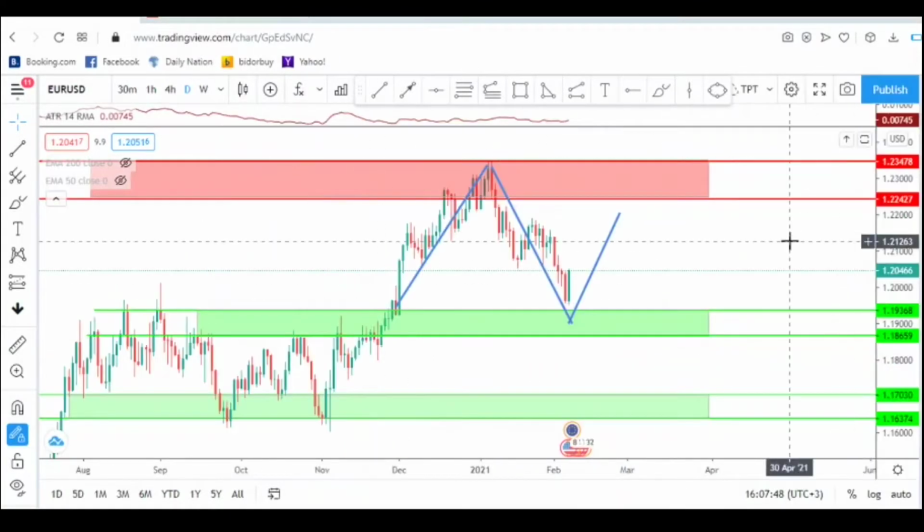So these are the three currency pairs that I'm looking at right now, and there might be more currency pairs that I will come across throughout the week. I'll be trading them as well.